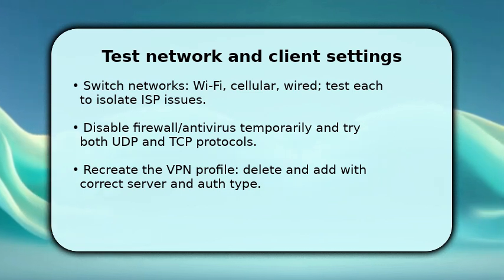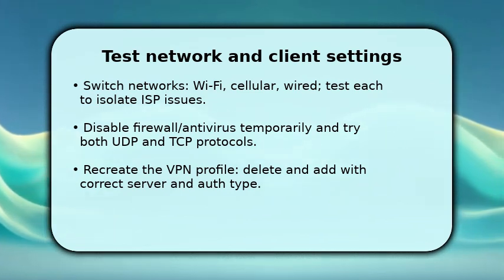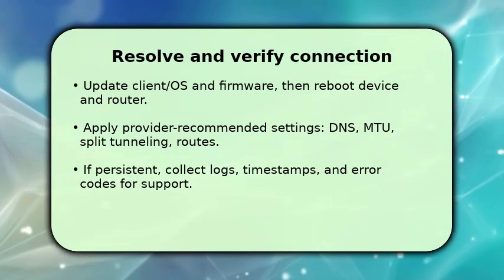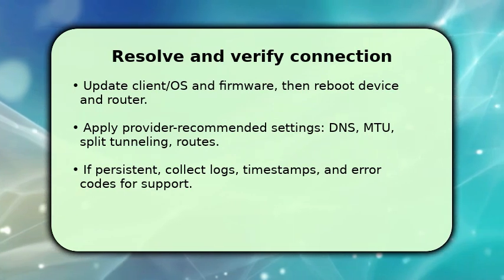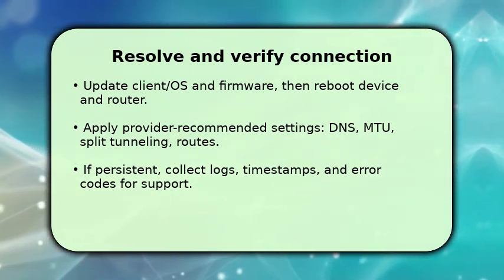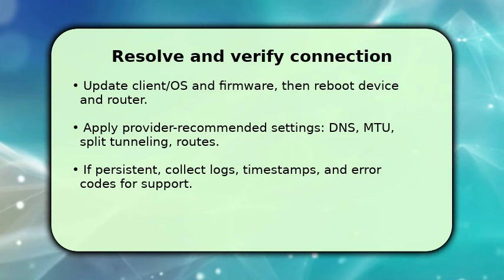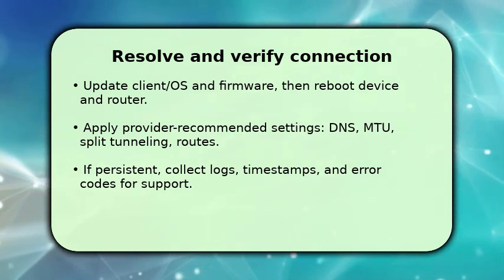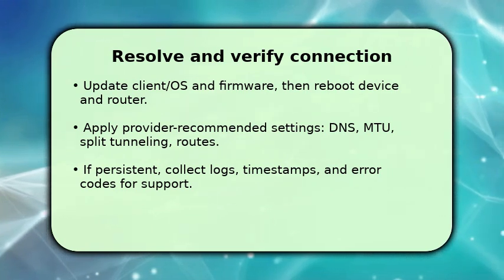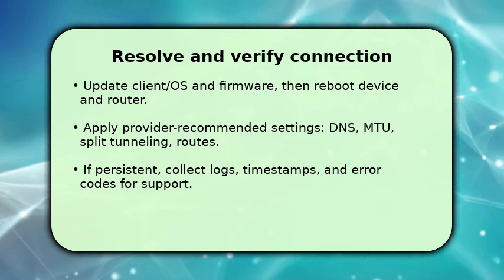You finish by applying fixes and verifying full connectivity. Update the VPN client, your OS, and router firmware, then reboot everything to clear stale states. Adjust DNS or MTU if recommended by the provider, and configure split tunneling or specific routes when necessary to restore expected traffic. After reconnecting, confirm your public IP and access to required resources.